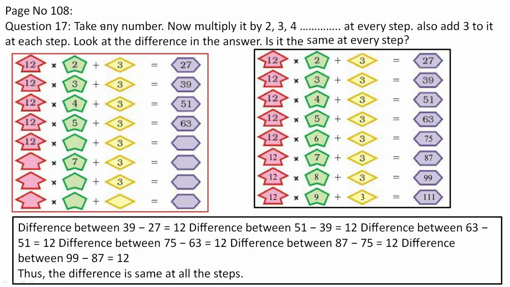Now take any number. Now multiply it by 2, 3, 4, etc. At every step also add 3 to it. We are going to add 3 each step. Look at the difference in the answer. What you can see? 12 multiplied by 2 plus 3, 27. Next, 12 multiplied by 3 plus 3, 39.